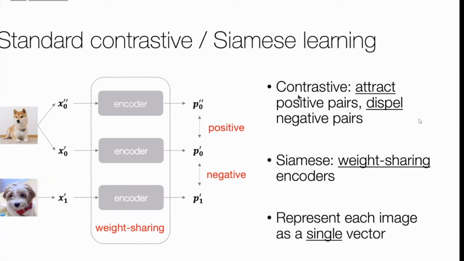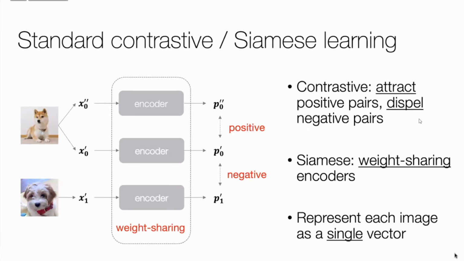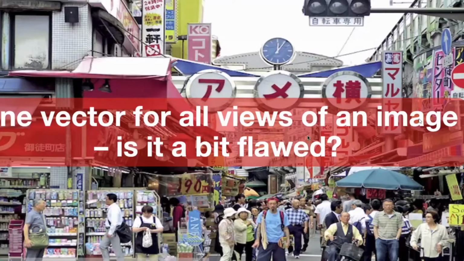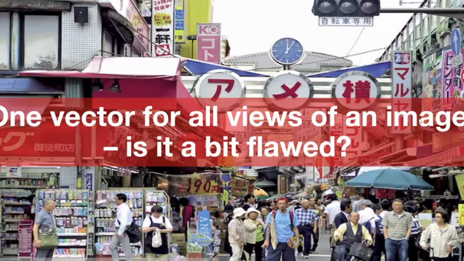But intuitively, it actually does not make too much sense, because if we use one vector for all views of an image, it can be problematic. So here I'm showing an image. It contains a lot of objects. It's very crowded, as seen from the image. But in contrastive learning, we will map all crops from this image to a vector, and we require all crops of this image to generate the same vector.